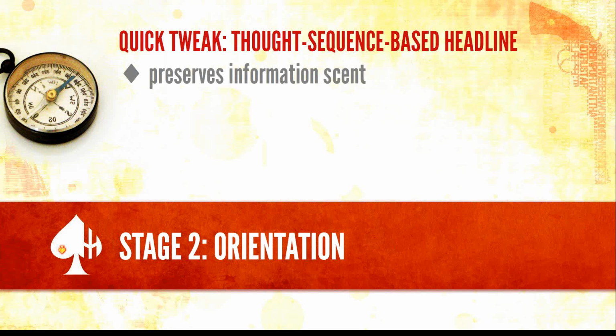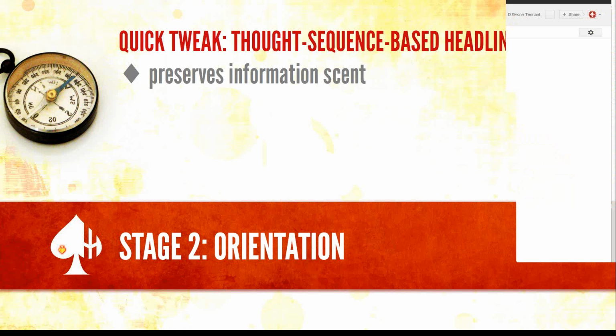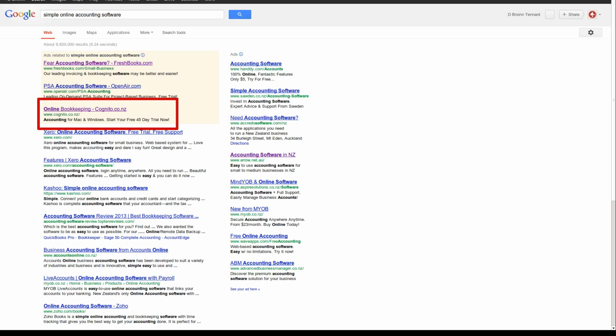So the information that he's looking for is usually something that he's come from another site. He's done a search, for example, on Google, or he's clicked a link on another website which has given him some context for what he is getting into on your page, which is referred to as information scent. And here we have a couple of examples. So I've done a search on Google for simple online accounting software. I've disabled my ad blocker so that I can actually see the ads. And I've clicked on one of the first links that shows up, online bookkeeping from cognito.co.nz.